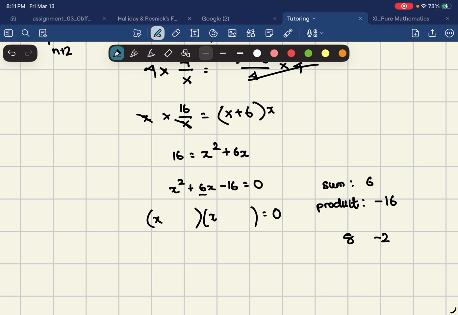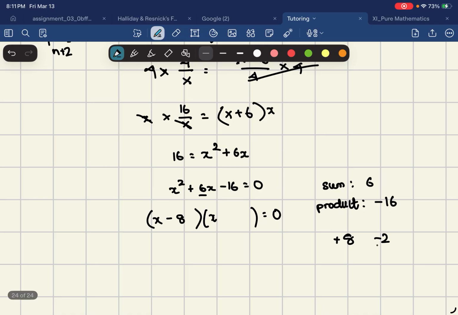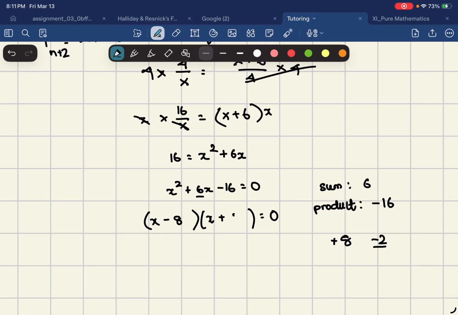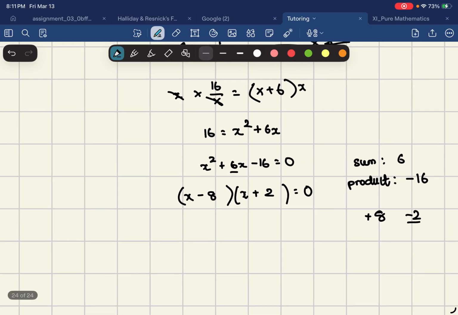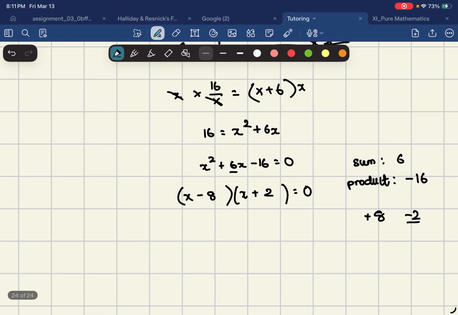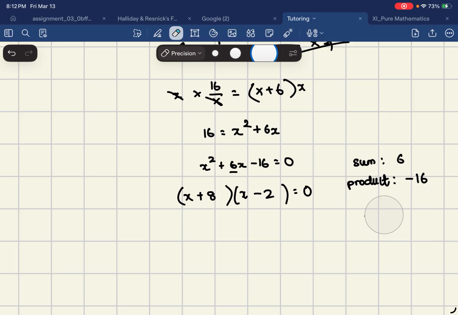So x, if it's positive 8, you're going to write it as x minus 8. And if it's negative 2, you're going to have x plus 2, because minus from minus is going to be plus. So you can use the quadratic formula, you can use factorization, you can use whatever method you're familiar with, but this is the factorization that you're going to get. Sorry, it's going to be plus 8x minus 2x. My bad. This is what you get when you factorize.